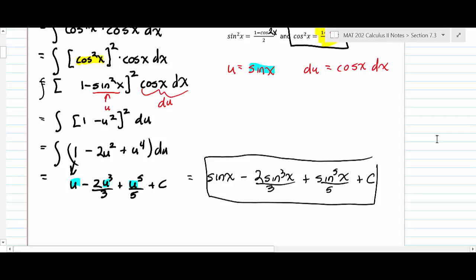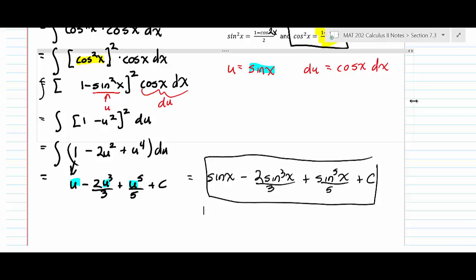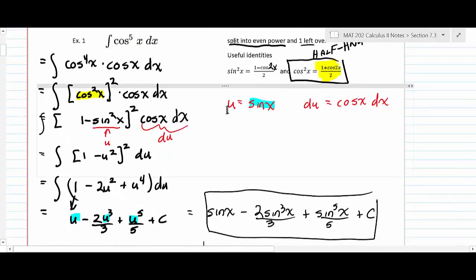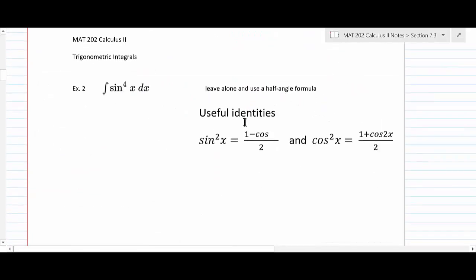So as you're learning how to do these things, you want to kind of keep track of the strategies. That's generally how you deal with an odd power of just a sine or a cosine. Split it up into an even and one left over. And then you generally use one of these Pythagorean identities when you do that, okay? Okay, now let's see what we got on this one now.